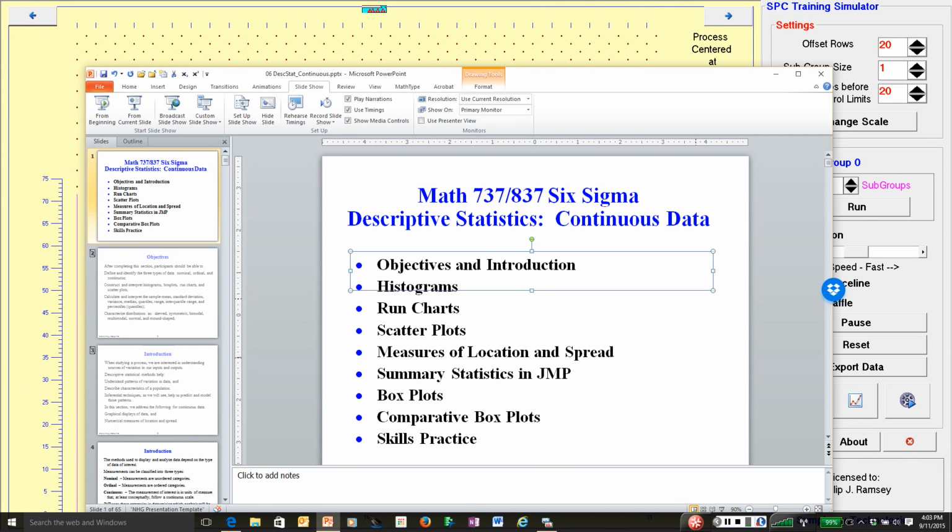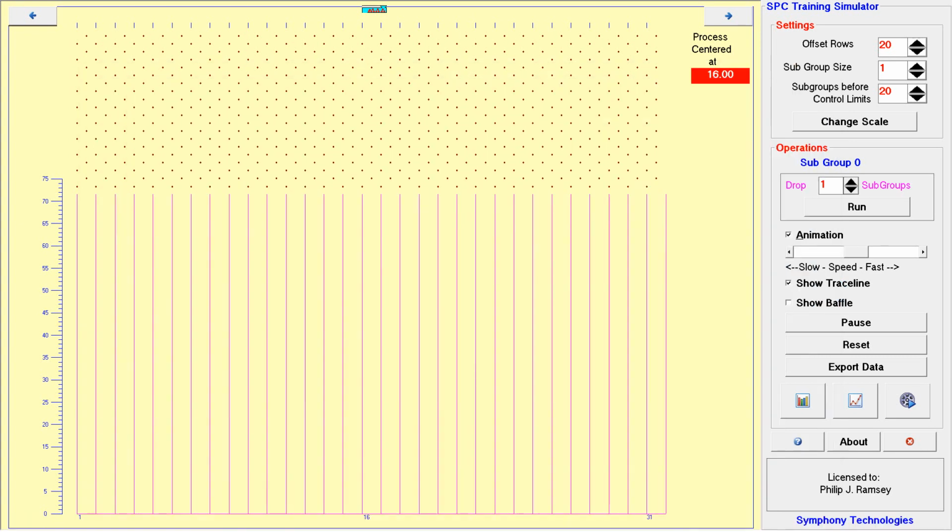So in this section, we're going to talk about something that we measure, and we measure it on a continuous scale. It could be time, weight, height, anything that you would be measuring on a continuous scale. And I thought I'd go back and start with the quincunx again. So remember last time when we introduced variation, we used the quincunx. So we have a funnel centered at 16, and we have a pattern of pins that act as sources of common cause variation.